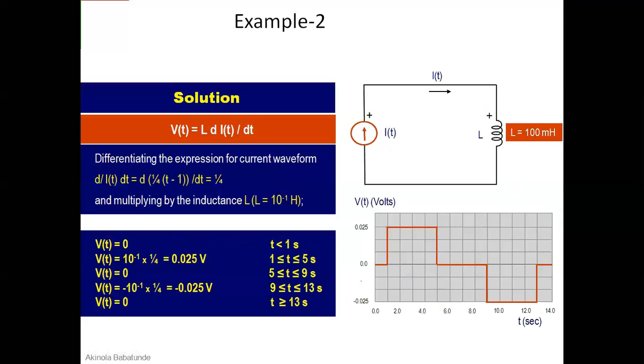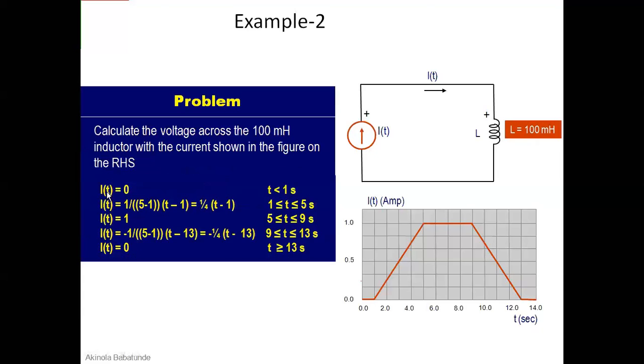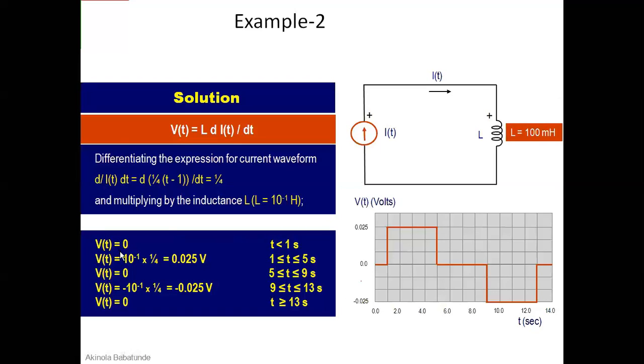So how do we find the voltage? We know that our voltage is equal to L di/dt, from the previous discussions we've had. First of all, when I is equal to 0 and you want to find the voltage, our voltage would be equal to the derivative of I of t, di/dt, multiplied by the inductance.